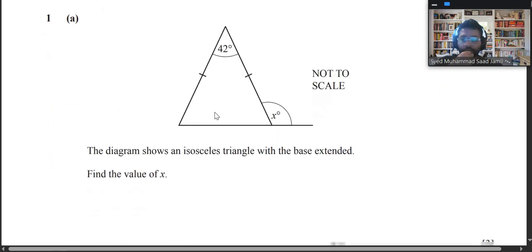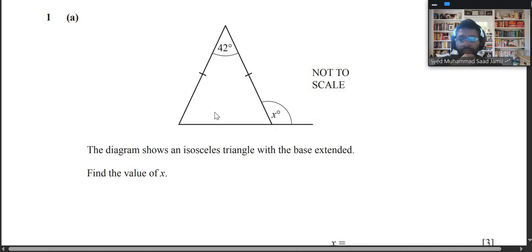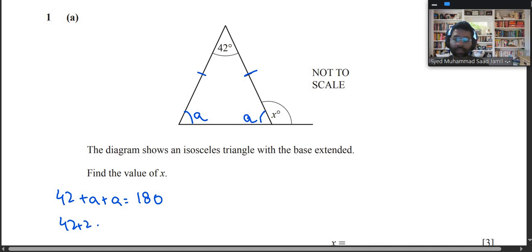Bismillahirrahmanirrahim. So the first question that we have over here says the diagram shows an isosceles triangle with the base extended. Find the value of x. Since this is an isosceles triangle and both of these lengths are the same, if this side is, let's say, A, this side will also be A. So this means 42 plus A equals 180 degrees. 42 plus 2A equals 180 degrees again.